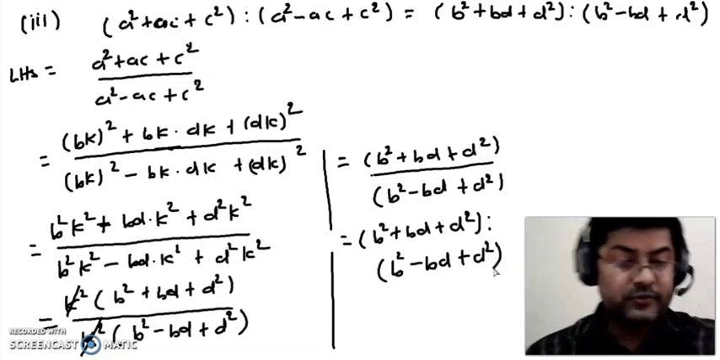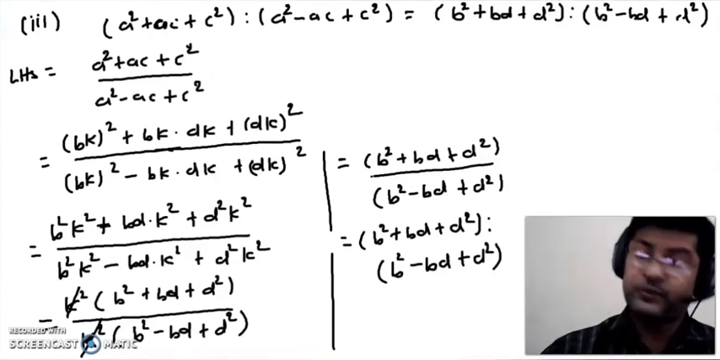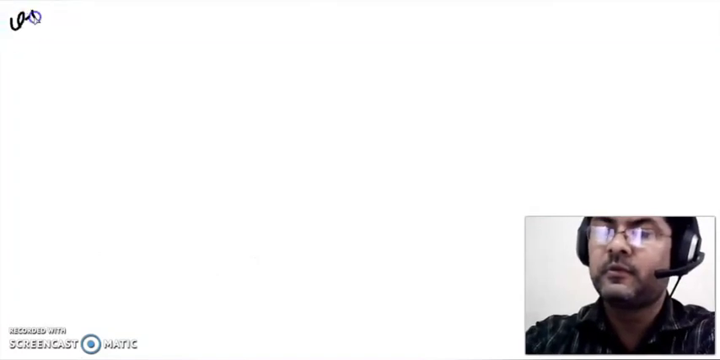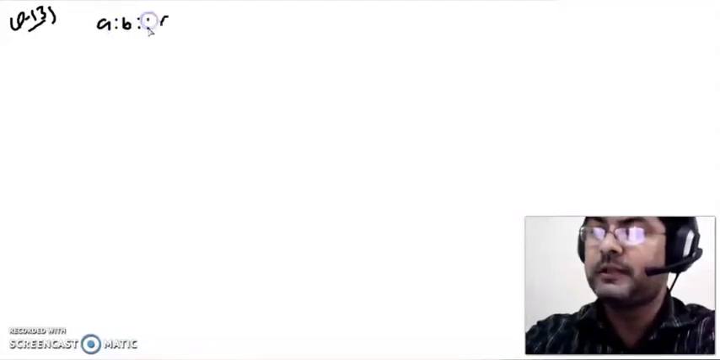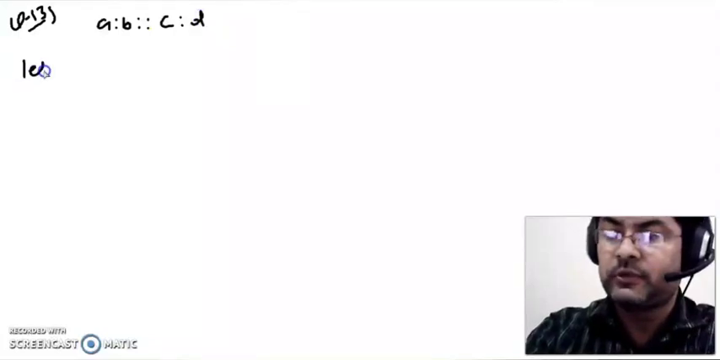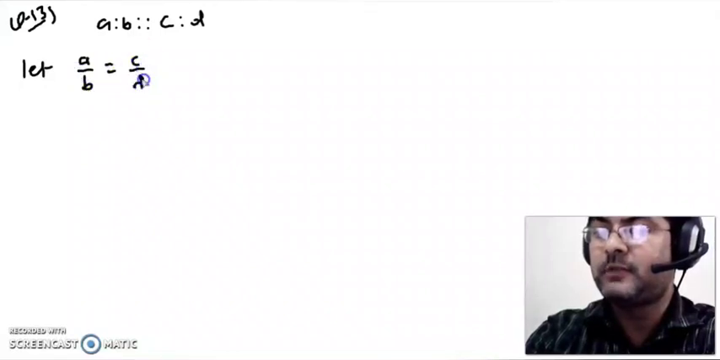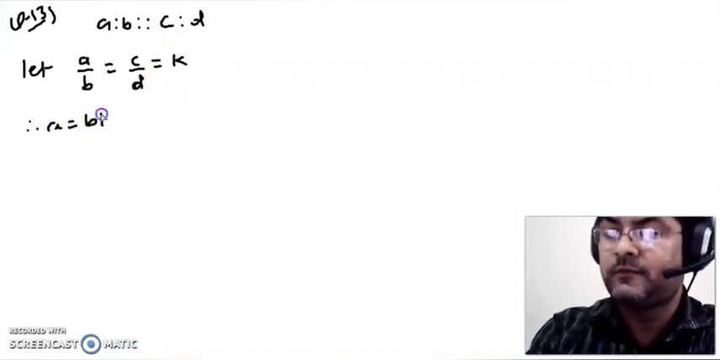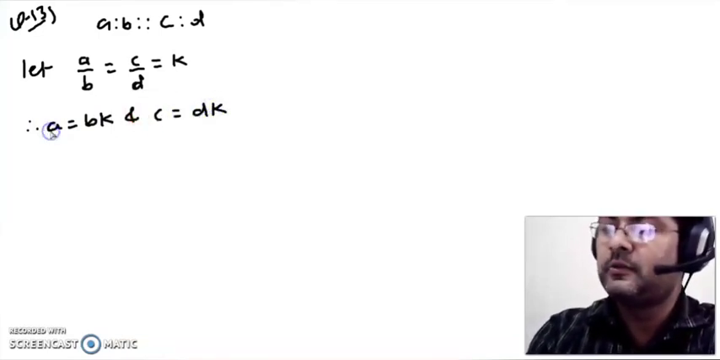Now let us solve the next question, that is question number 13. In question number 13 we are given again A is to B as C is to D. So in the same manner we will proceed. Let A by B is equal to C by D is equal to K. Therefore we have A is equal to BK and C is equal to DK.